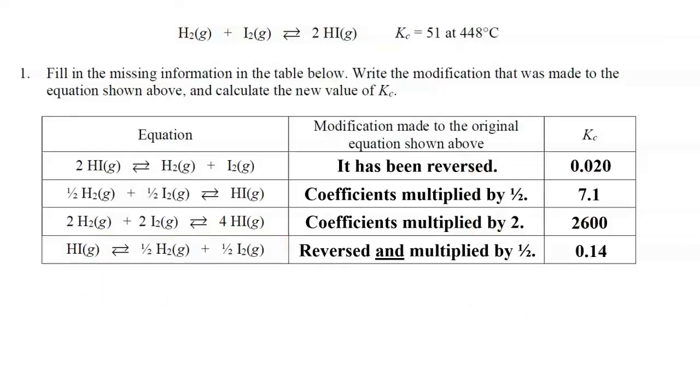So those four answers, 0.020, 7.1, 2600, and 0.14, those are the new values of K based on the various modifications that were made to the original equation shown above.